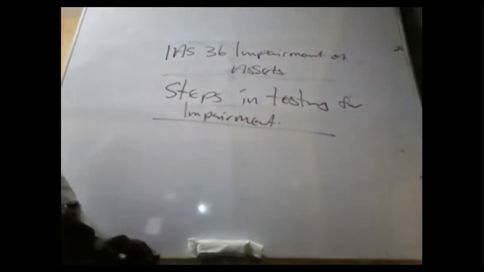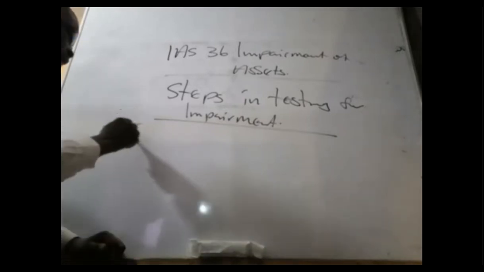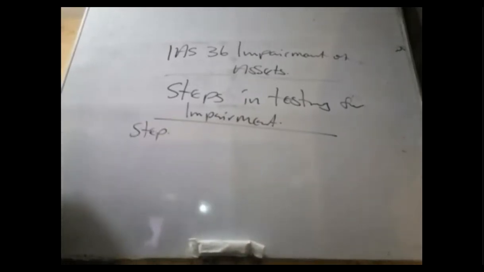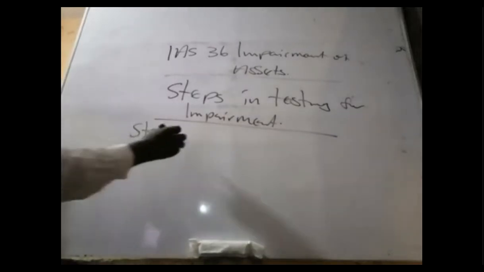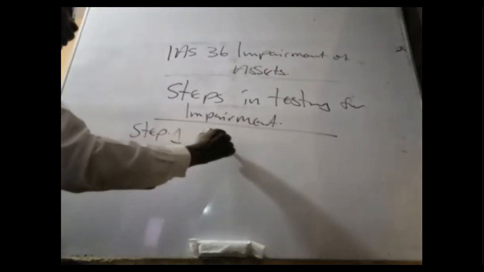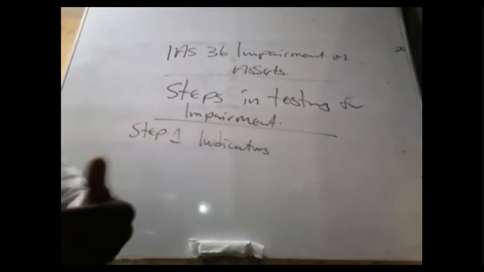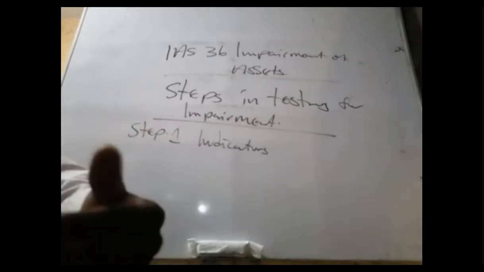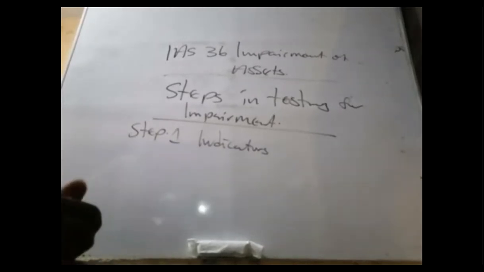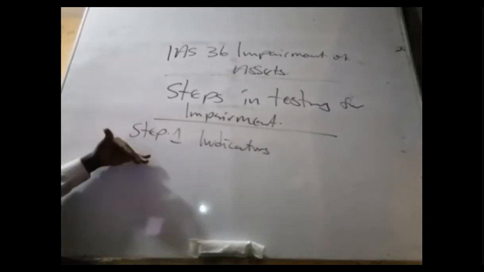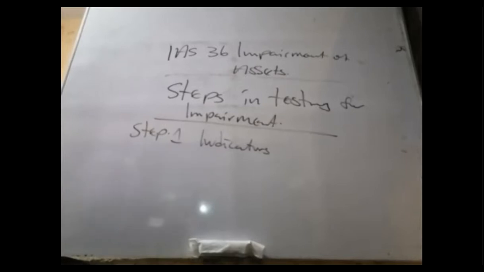So how do you test for impairment? The very first step, there must be an indication. So step one, look for indication or indicators. That's the first thing we have to look at. Before impairment will occur, there must be an indication, something triggering the impairment, something causing the fall in value. So let's look at the indicators, the source of information for impairment.